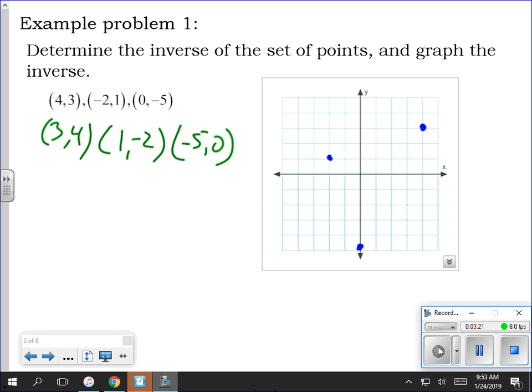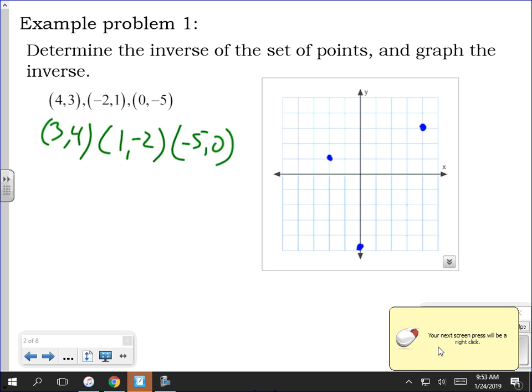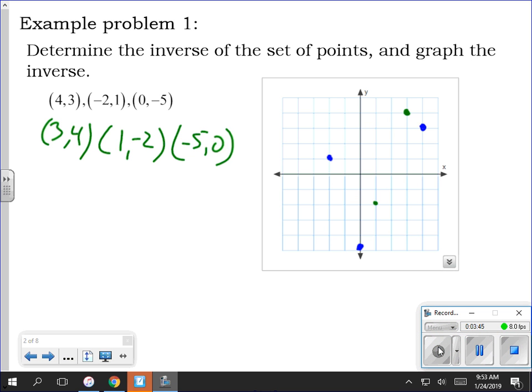One, two, three. 1, 2. Oh, they're not -4. Yeah, something wrong. 1, 2, 3, 4. There we go. That's what I'm looking for. 1, -2, and -5, 0.